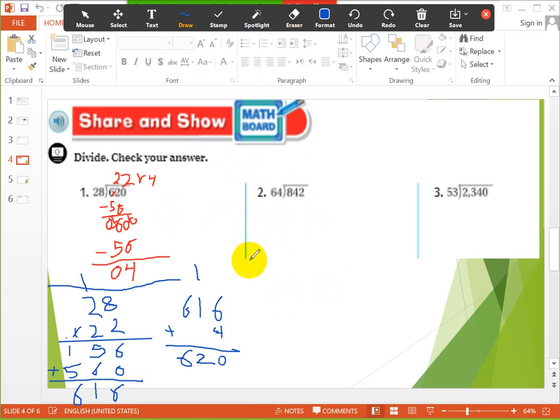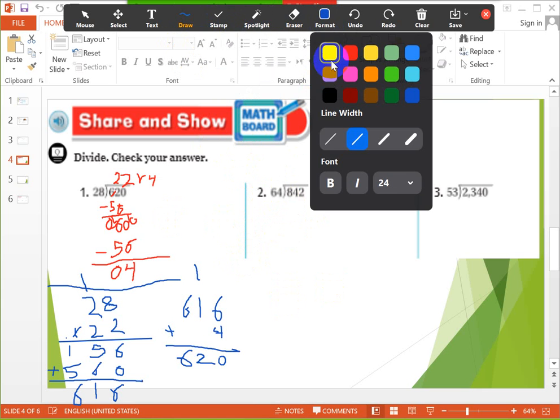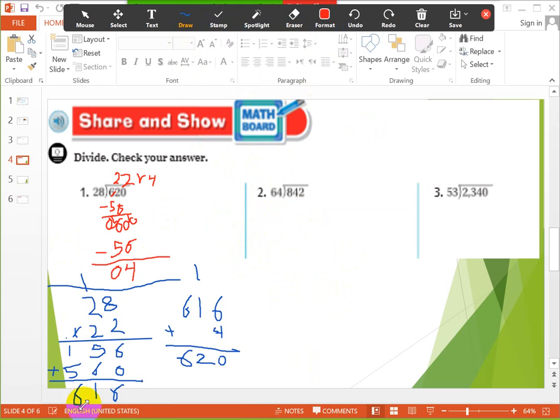Now, in exercise number 2, I want to divide here. This is how I will check my answer. Now, I want to divide 848 on 64. Let's start. What is the first digit in the quotient? Now, I will take the 8. Can I divide 8 on 64? No, I can't. So I will take the tens digit. That means my first digit in the quotient will be a tens number.